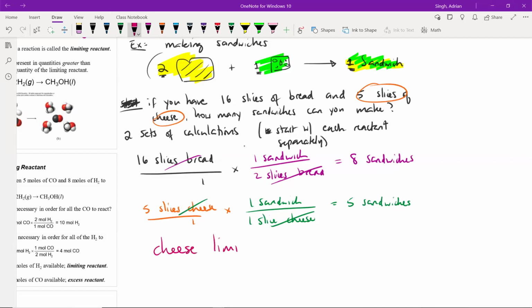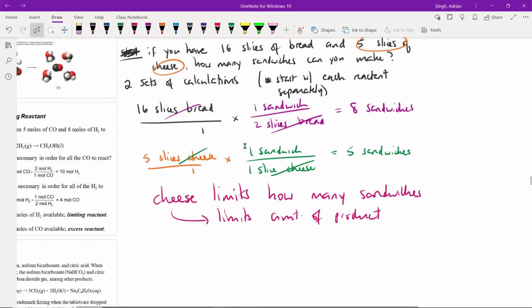Okay, so the cheese then limits how many sandwiches can be made. In other words, it limits the product. It limits the amount of product that can be made. And guess what happens after we make those 5 sandwiches? Well, there's none of it left over.